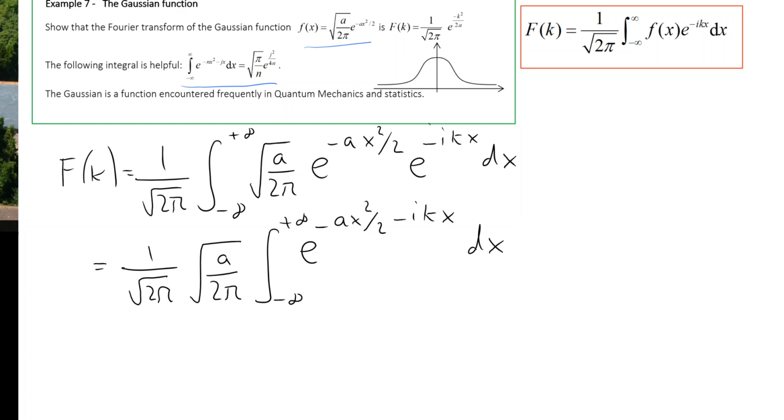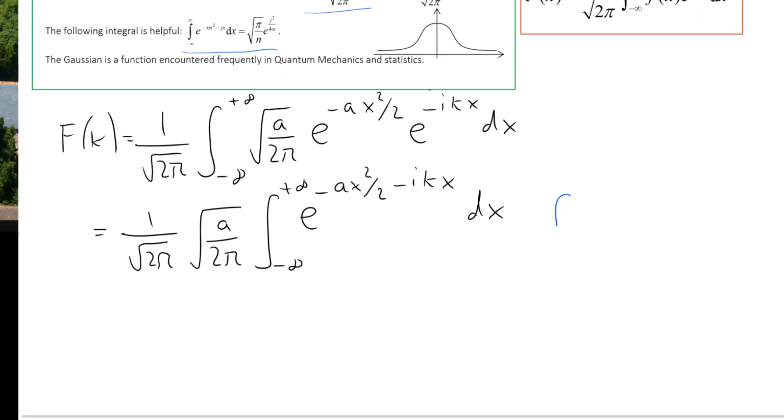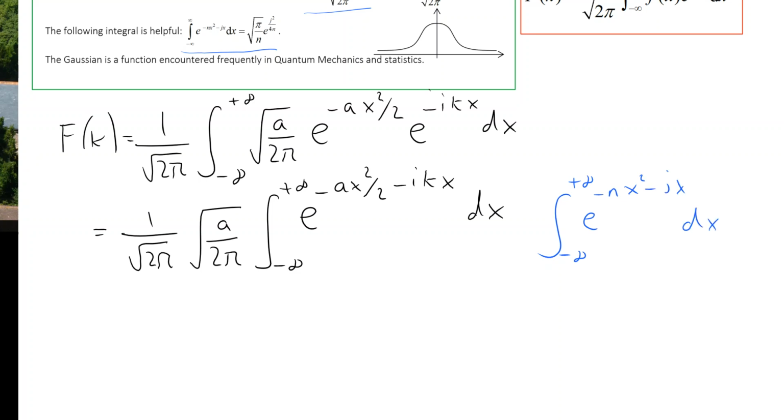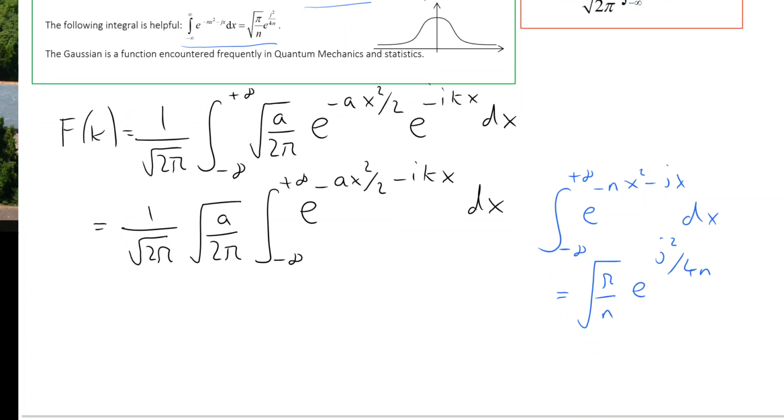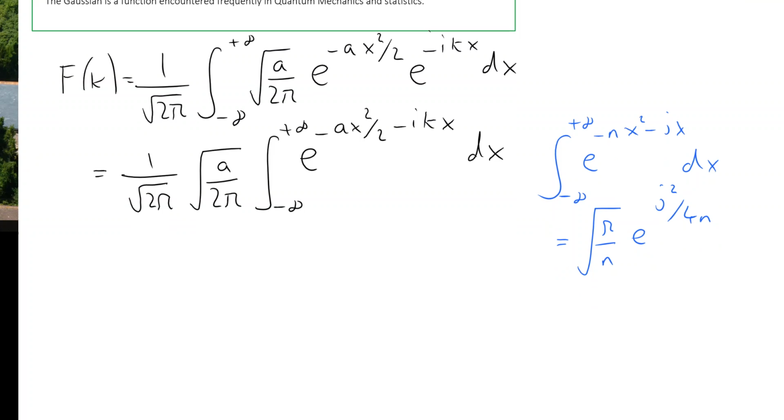Now in the question we're also given the useful integral, that the integral between minus infinity and plus infinity of e to the minus n x squared minus jx dx is equal to the square root of pi divided by n, times e to the j squared over 4n, where n and j are constants. It's important to note that the j here is not the square root of minus 1, it's just any arbitrary constant. So what we need to do now is compare these two integrals.